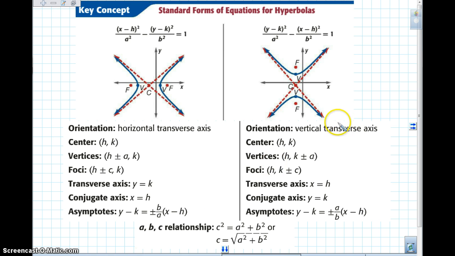For the vertical hyperbola, it's pretty much the same exact thing. The only thing is that you're going to be adding a and c to find the focus and the vertex to your y coordinates. So you're going to add and subtract those from k.